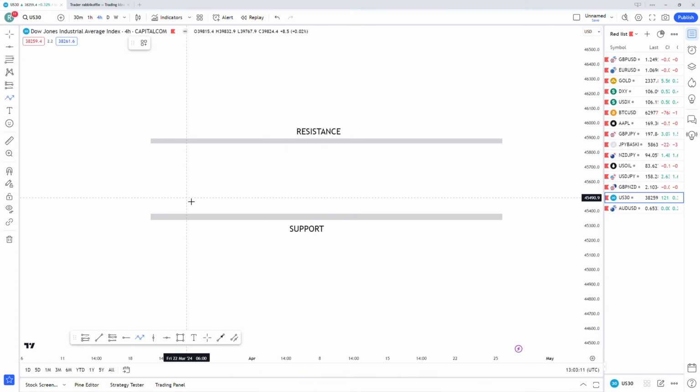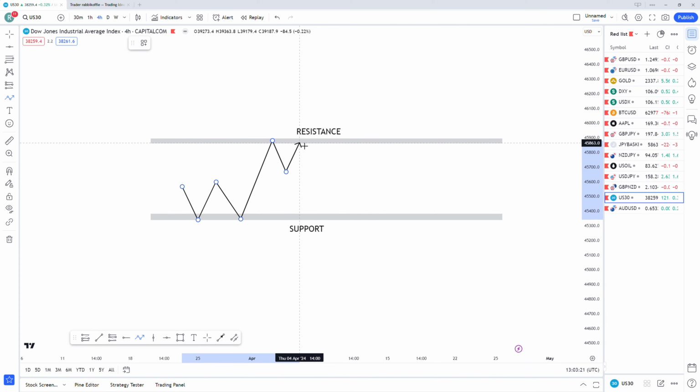So the market moves this way. Anytime the market touches the support, what happens? It goes to the upside. If it touches the resistance, it comes to the downside. Do you understand? Those are the two reactions that happen. Don't ever overthink this. These are the two reactions that happen.